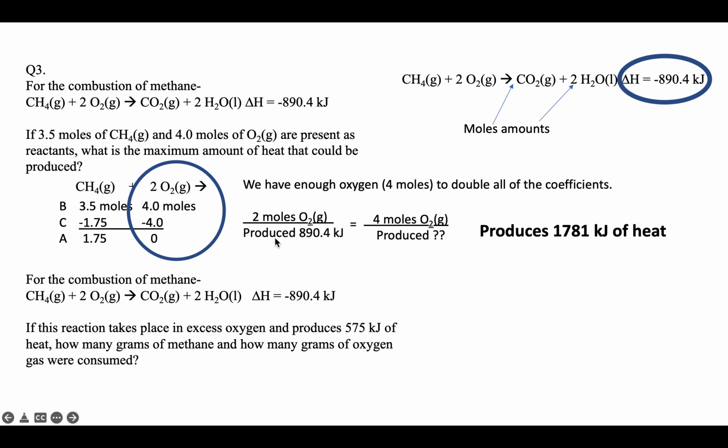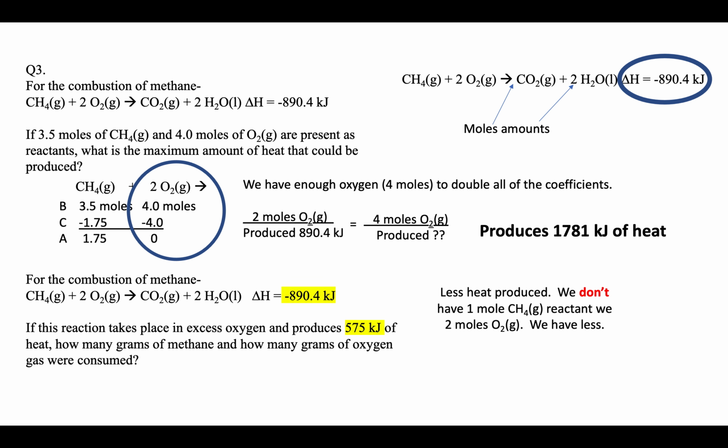2 moles of O2 produced 890 kilojoules. So if I have 4 moles involved, how much would it be? It would be just double. So if I wanted to report it as a delta H, I could give a negative sign. The amount of heat that was produced was 1,781 kilojoules of heat.